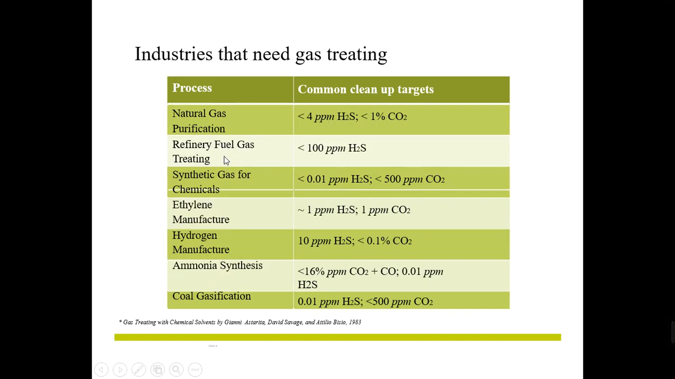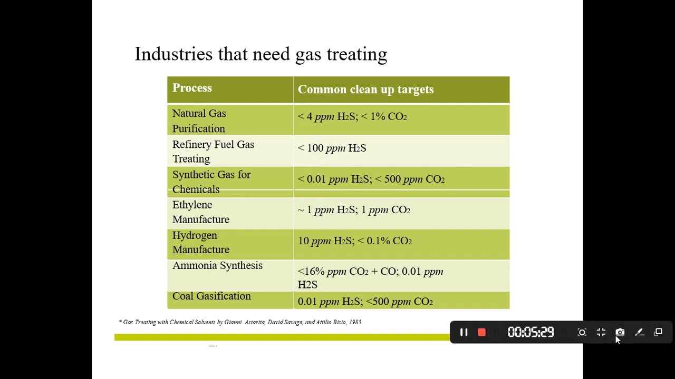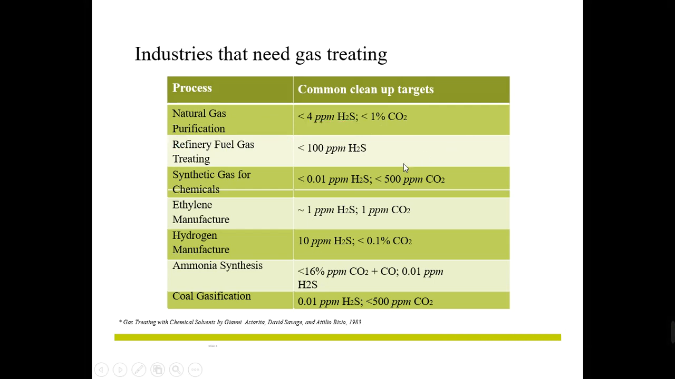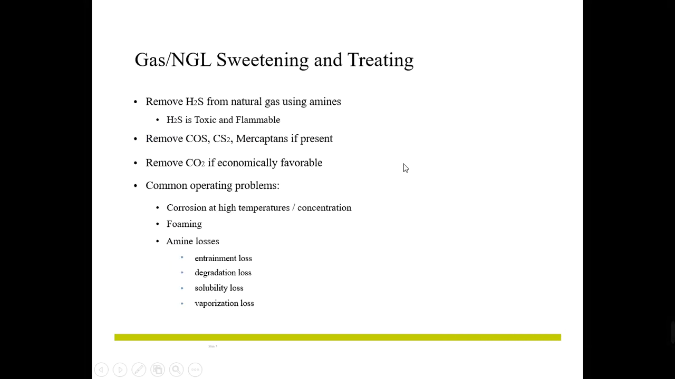When we talk about fuel gas treatment, H2S should be less than 100 ppm. The fuel gas filtering system still works, but in gas it has to be very low, less than 4 ppm, and in ethylene, 1 ppm. Right now our main objective is natural gas purification, so we have to keep H2S less than 4 ppm, and CO2 less than 1.